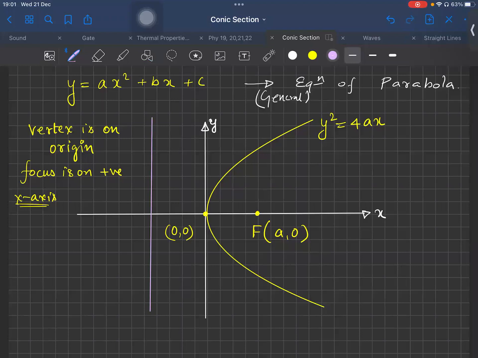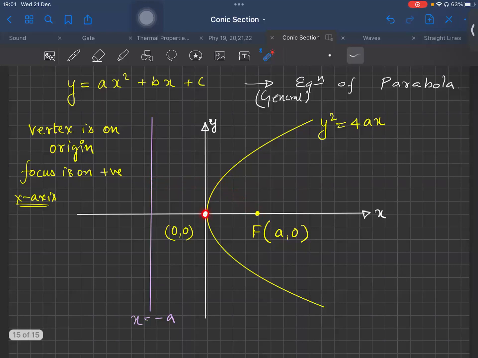So this is x is equal to minus a. This is your directrix. Why? Because you remember the very definition of a parabola: the distance from any point on the parabola, let's say this point, to the focus will be equal to the perpendicular distance from that point to the directrix.